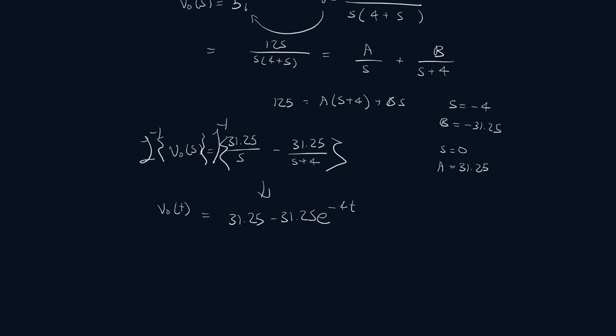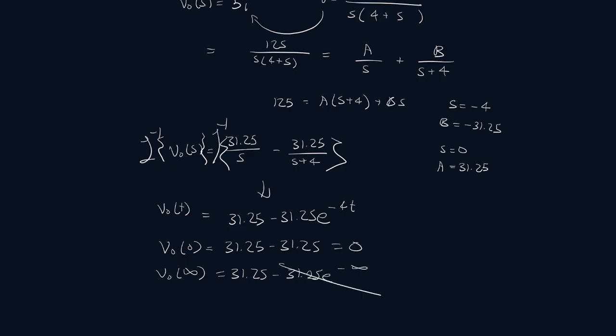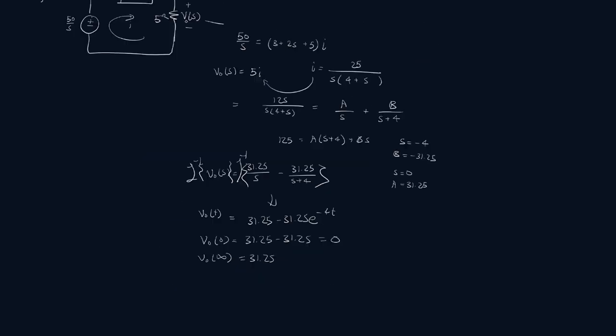And to find VO at 0, we just plug in 0. So this becomes 31.25 minus 31.25, and that's just 0. And then VO of infinity is 31.25 minus 31.25 e to the power of minus infinity. This cancels out into 0, so it's just 31.25. So yeah, these are your final answers.